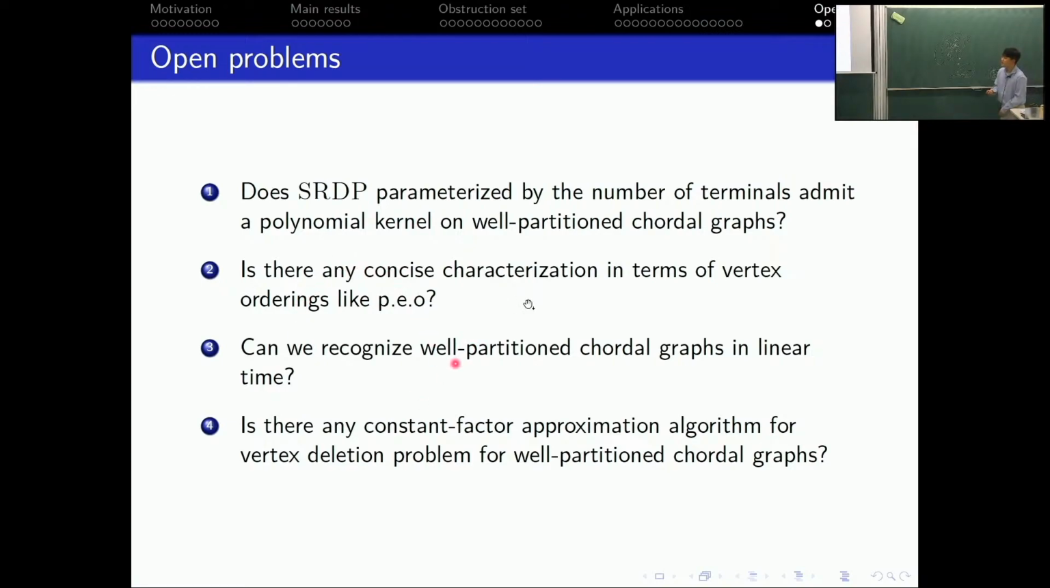So we wonder whether there is some concise characterization of well-partitioned chordal graphs in terms of some vertex ordering, like the perfect elimination ordering. This question is somehow motivated by the following question: can we recognize well-partitioned chordal graphs in linear time? Because our algorithm tries to detect some vertex set, and it makes our algorithm super-linear. And one might wonder about the existence of any constant factor approximation algorithm for the vertex deletion problem for well-partitioned chordal graphs. It means that if we can delete some amount of vertices to obtain a well-partitioned chordal graph, can we always delete some small bunch of vertices so that their deletion leads to a well-partitioned chordal graph?